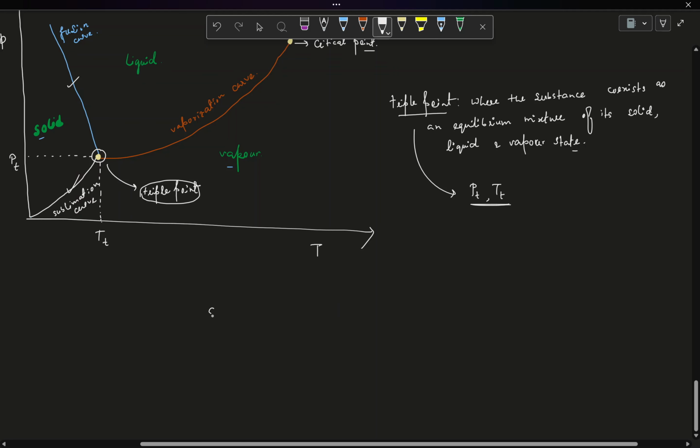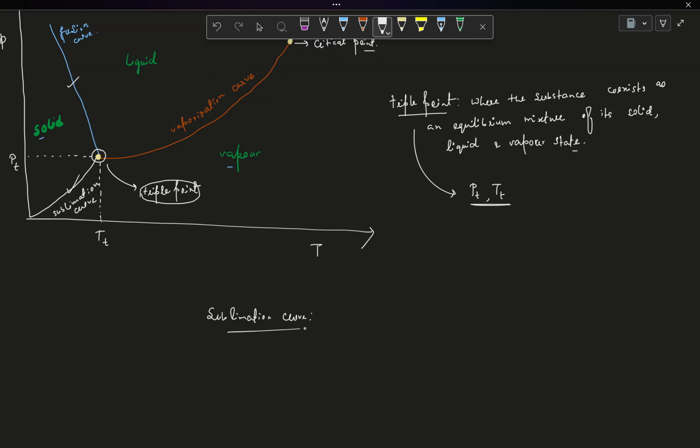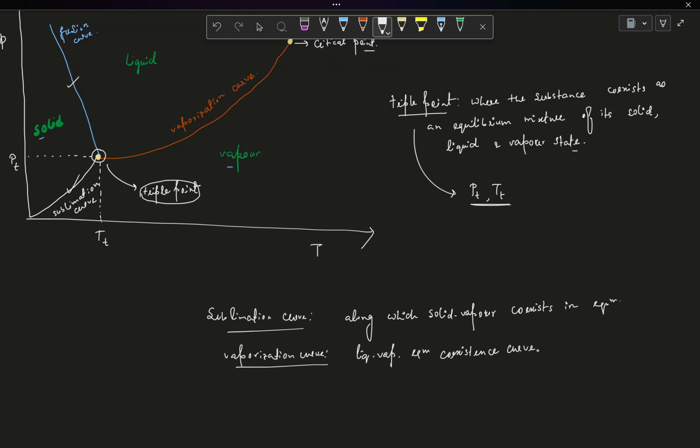And the sublimation curve will have some PT equation, which is the curve along which solid and vapor coexist in equilibrium, and similarly the vaporization curve is the liquid-vapor equilibrium coexistence curve, right?